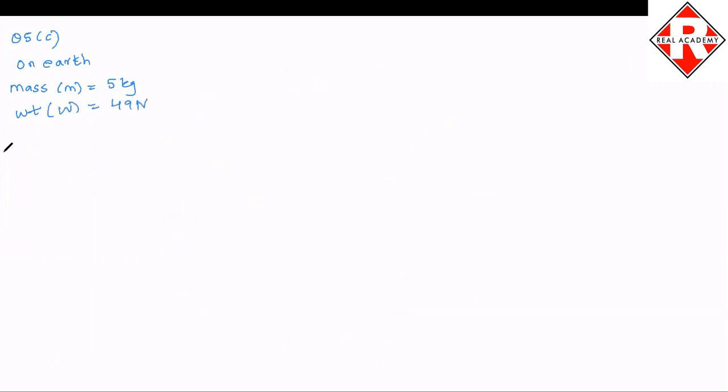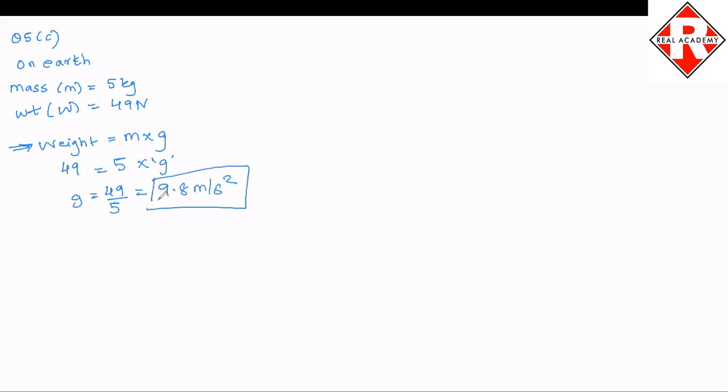Okay, now how do we solve this? Now we know the formula of weight. What is the formula of weight? Mass into gravity. So on earth we already know the weight, that is 49 newtons. What is the mass? 5 kg. So we can find g. So g will be 49 upon 5, that is 9.8 meters per second square. So we have got the value of g, that is 9.8 meters per second square.